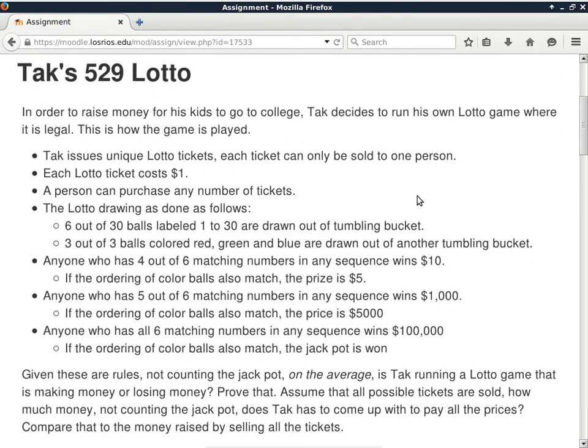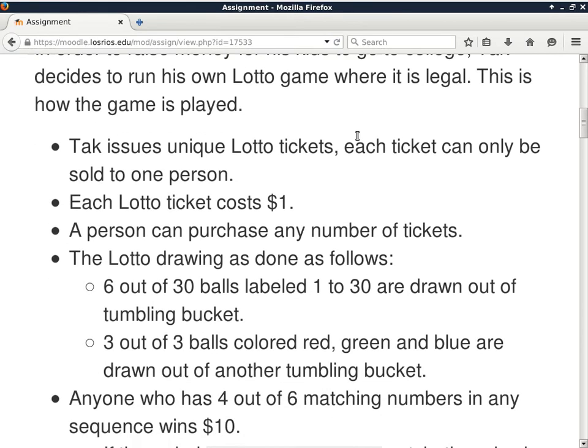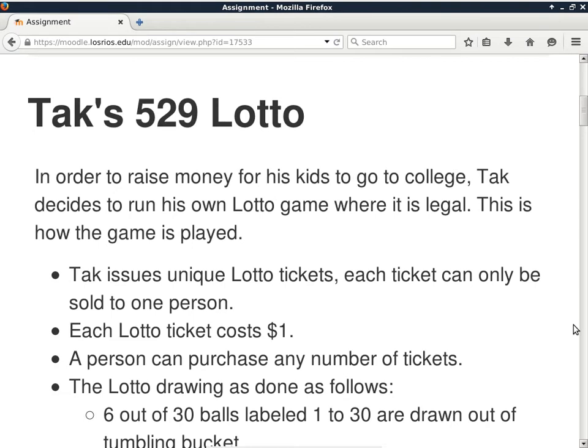I don't want to use any existing Lotto games because you can easily look up information. So I'm going to do this kind of like a make-up Lotto game. But this is also a little bit simplified, so it does make the modeling a little bit easier. This is my own Lotto game because I have to raise money for my own kids to go to college.